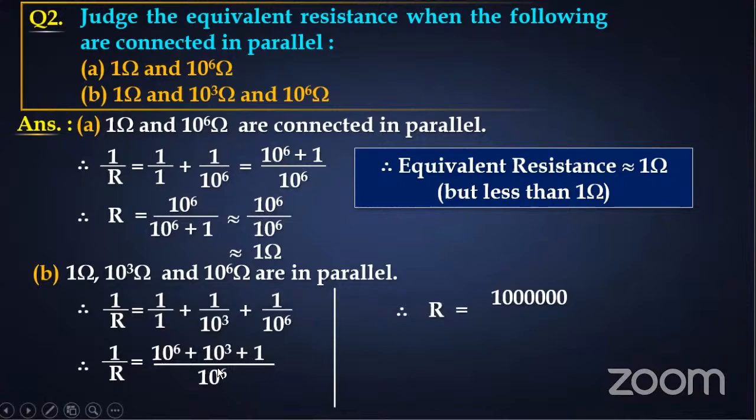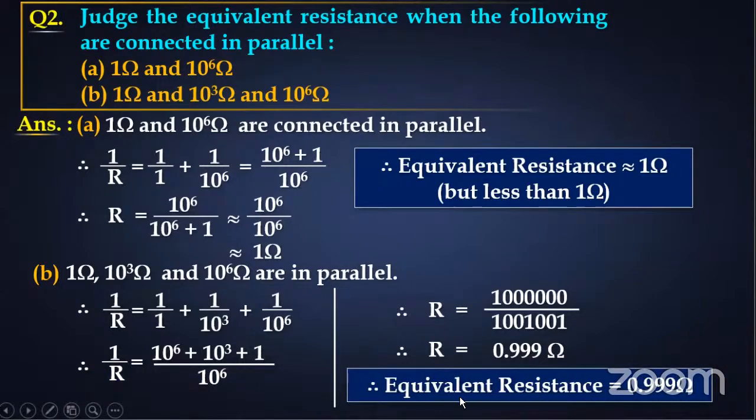R equivalent is 10 power 6, which is nothing but 10 lakhs, divided by 1 double 0 1 double 0 1. So here also it is approximately less than 1. So how much is it? 0.999999 and so on. So when these resistors are connected in parallel, the equivalent resistance is 0.9999. Here it is also less than 1 but approximately 1. So this type of question has a chance of coming in the board exam.